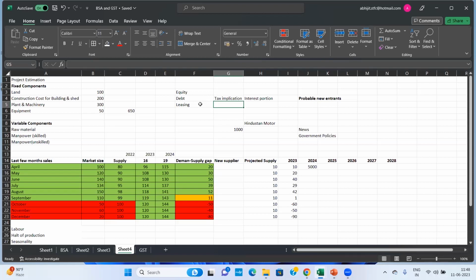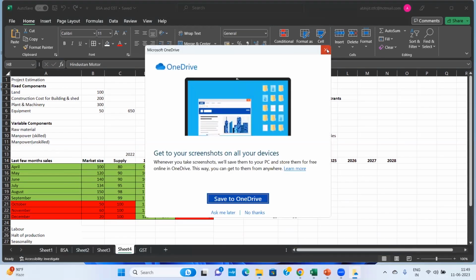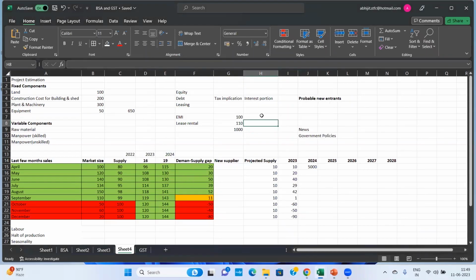So there are two benefits. One is this lease rental will always be more than your EMI. So if you are paying an EMI of say 100, lease rental will be 110, right? And out of 100, probably 70 is the amount.